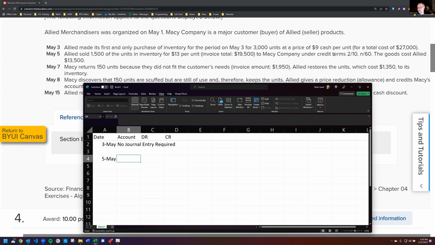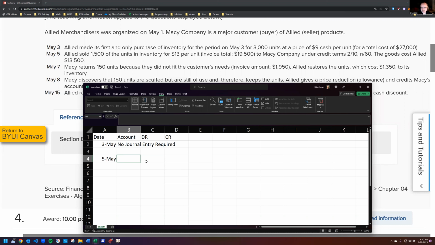Okay. The goods cost Allied $13.50. We don't care about this because we don't care about the seller side. We only care about the buyer side. So in this case, we're going to purchase inventory, right? Macy is going to purchase inventory.